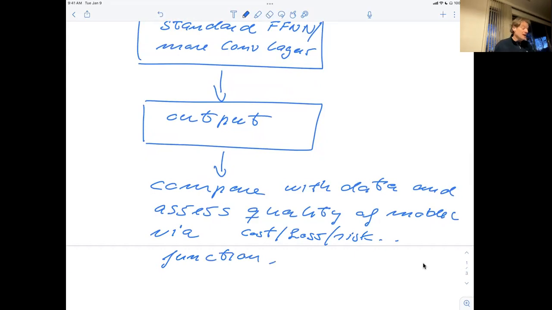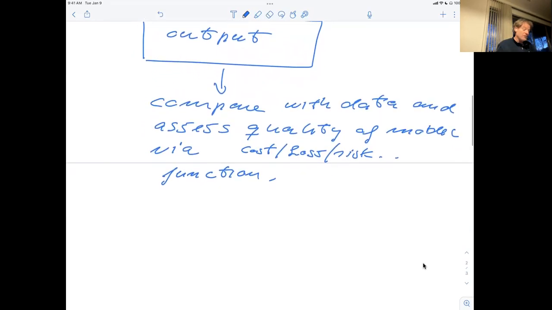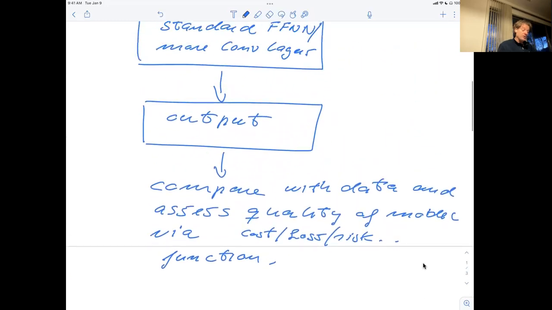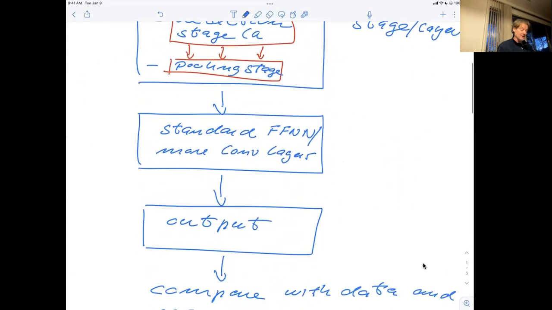So let's now take a look at what these three basic elements in a convolutional neural network actually mean for us from an operational point of view. So let's look at the convolution itself. What we're going to do now is go back to the basic operation, which is normally called the convolutional layer, with a convolution stage, a detection stage, and a pooling stage.